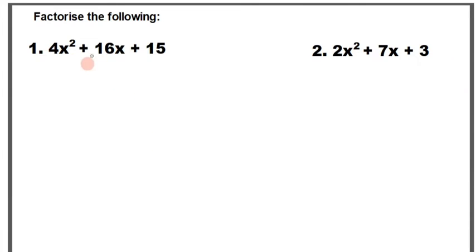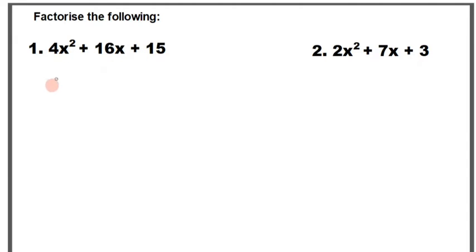In this video, I'm going to show you the fastest and the easiest way to factorize a quadratic expression. So we're going to work that out with these examples that we have here. The first one is 4x squared plus 16x plus 15.